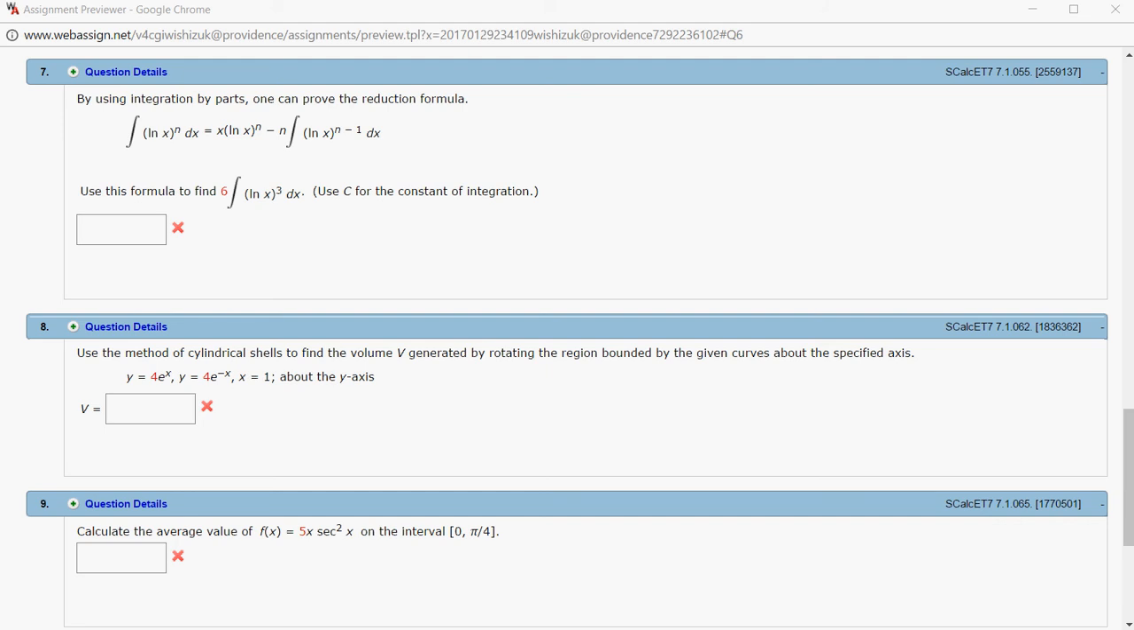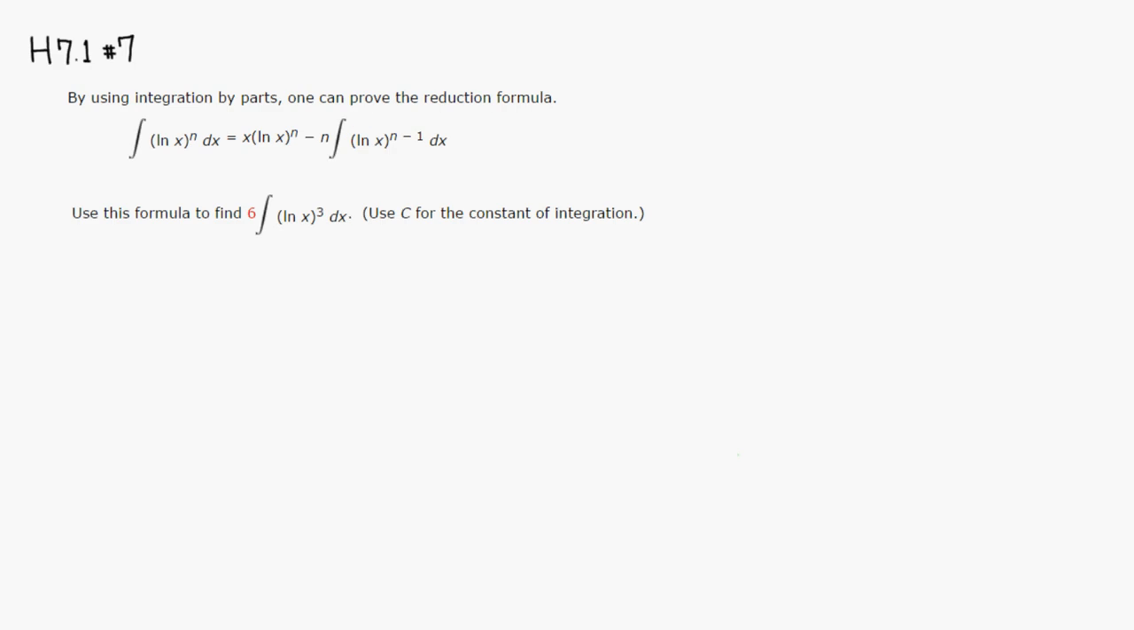Alright, let's look at homework 7.1, problem number 7. We have this reduction formula, and we're going to use it repeatedly so that we can evaluate the following integral. So here we have 6 times the integral. Looking at the formula, my initial value of n would be 3.